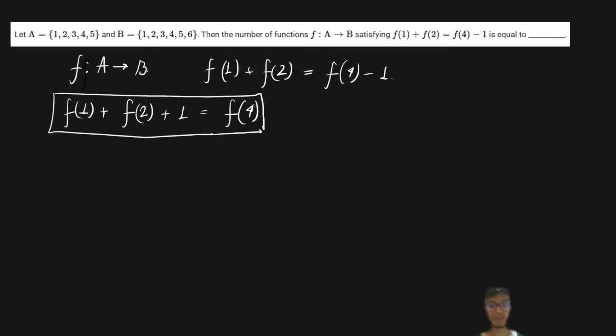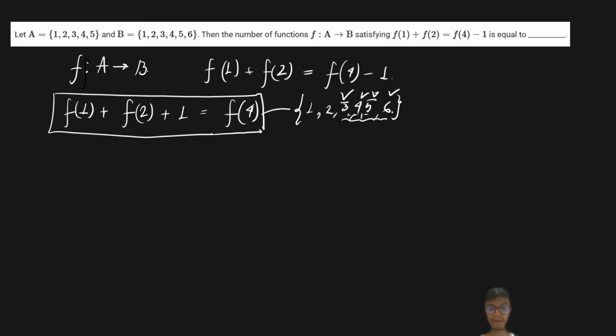So given elements of A and B, let us first observe the condition, that is f of 1 plus f of 2 plus 1 is equal to f of 4. So the sum of f of 1, f of 2 and 1 is equal to f of 4. Since f of 4 is a value in the set B, it can only take elements from 3 up to 6. So now let us analyze the number of functions for each value of f of 4 from 3 to 6, that is 3, 4, 5 and 6.